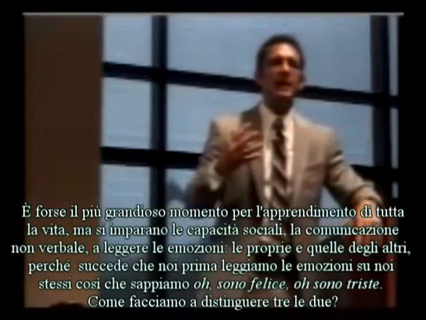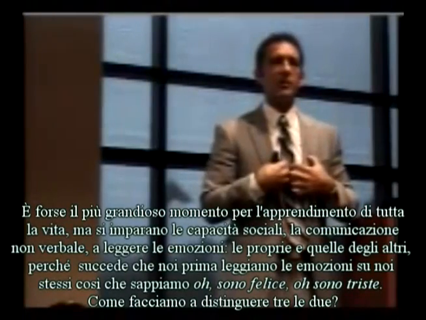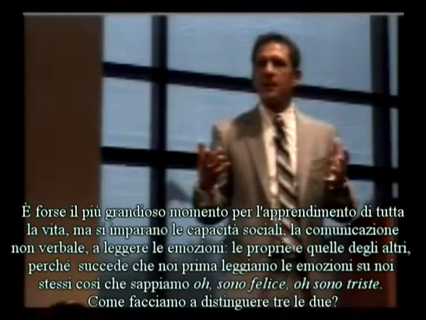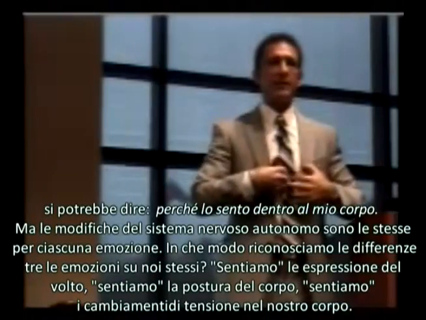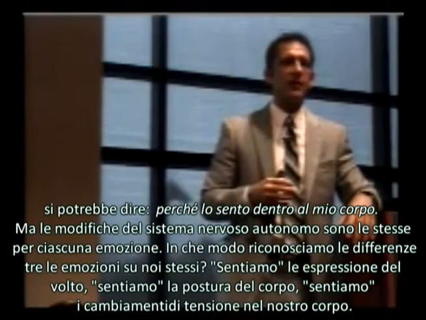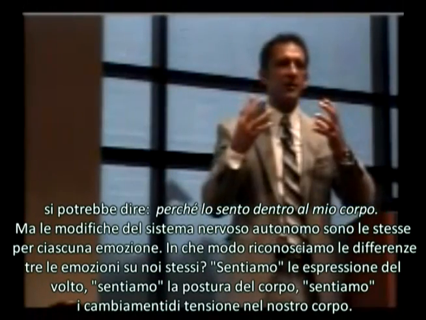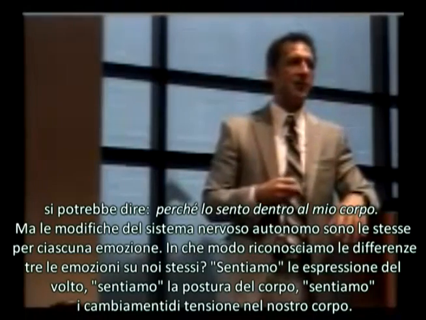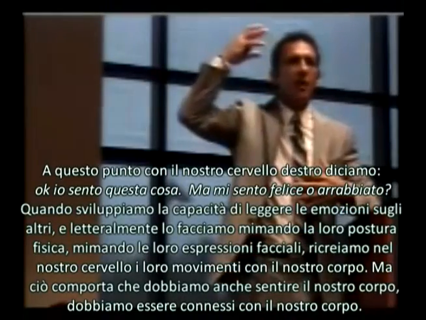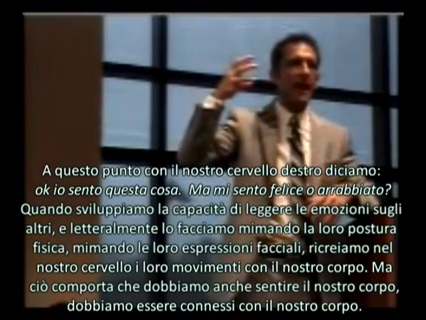Because what happens is that as you're developing, we initially read emotions on ourselves. And we read emotions on ourselves so that we know, oh, I'm happy, oh, I'm sad. How do you know the difference with that? Well, some people would say, well, because I feel it inside my body. But the autonomic changes are identical for every emotion. The way we know the difference between emotions in ourselves is we feel our facial expression. We feel our body posture. We feel changes in our tension in our body. And then we say with our right brain, oh, okay, this is what I'm feeling. I'm feeling happy or I'm feeling angry.